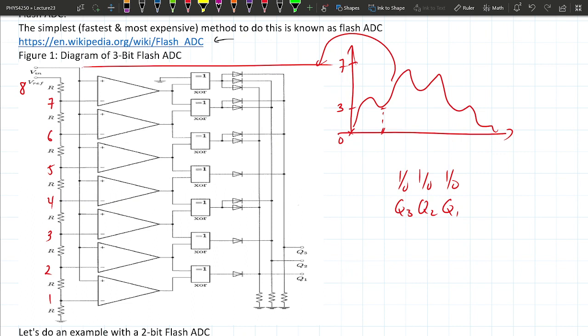So Q0 is 0. Let's say Vn is 3. Q0 is 0. Q1 equals 1. Q3, hopefully we can deduce that since all these outputs are 0, Q3 is also going to be 0, because Q3 is only connected up here, up here, up here. So the output is 0, 1, 0, which is equal to 2.